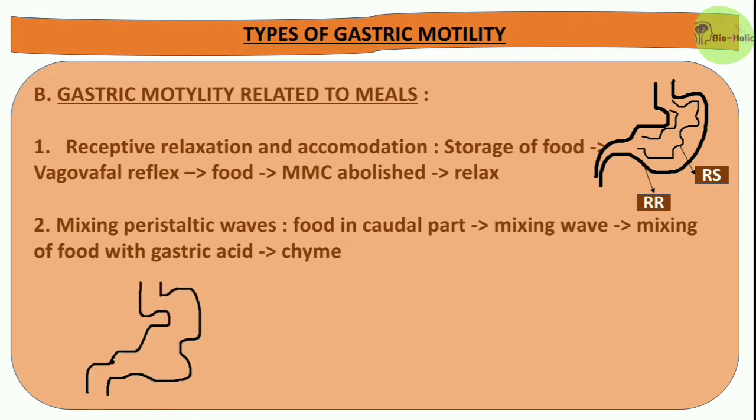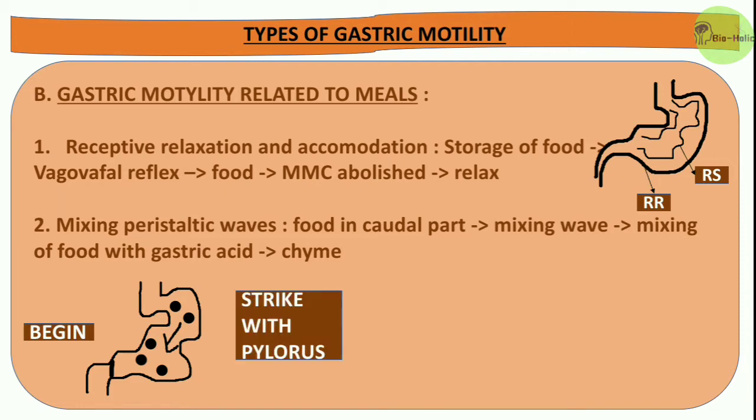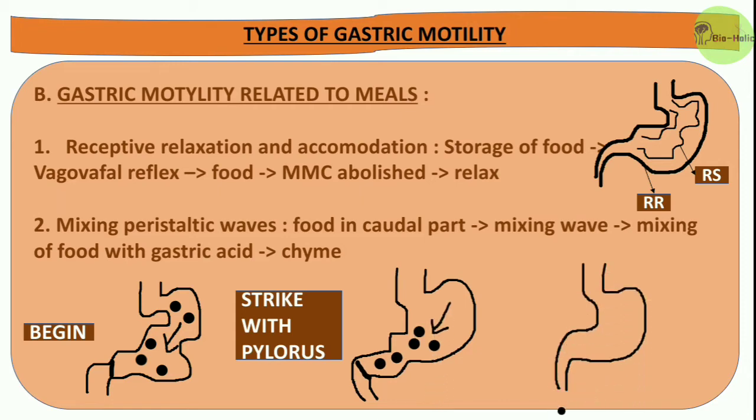This happens in three stages. First, the food goes towards the pyloric portion. This is the beginning of the mixing peristaltic wave. In the second stage, the food strikes the pylorus, and this causes backward movement of the food towards the esophagus. This stage is known as the repulsion of food.